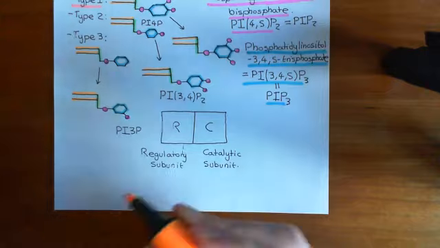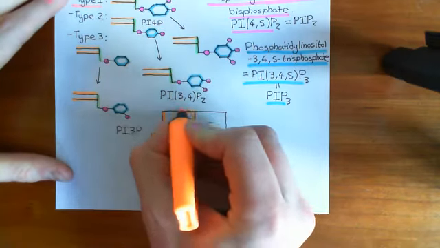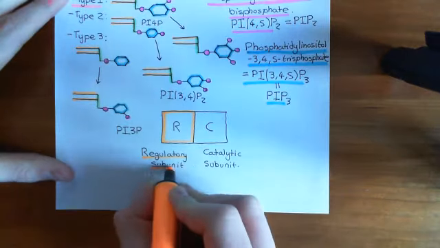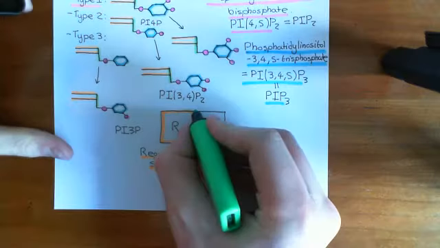So let's colour this in. We'll colour in the regulatory subunit in orange here. So this is the regulatory subunit. And then we'll colour in the catalytic subunit in green here.